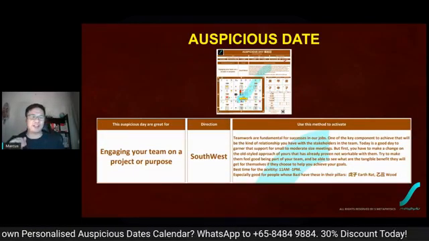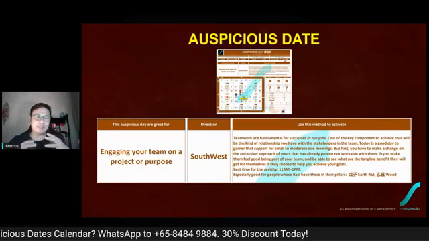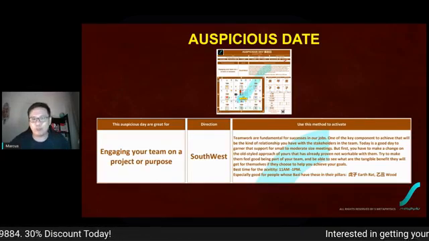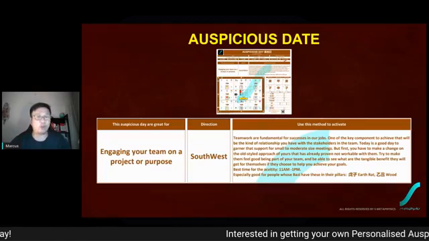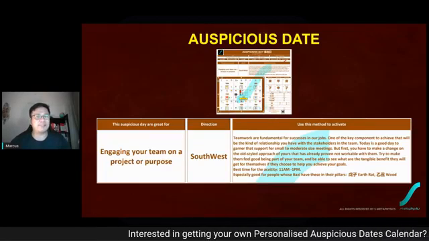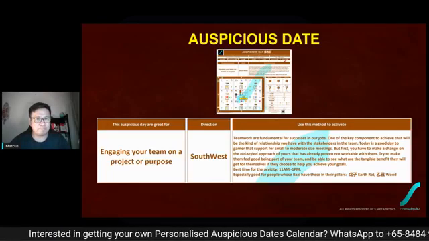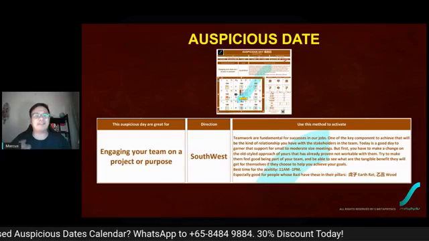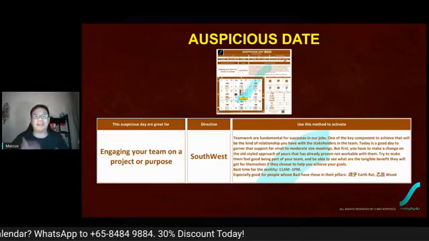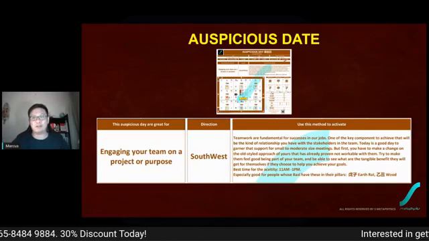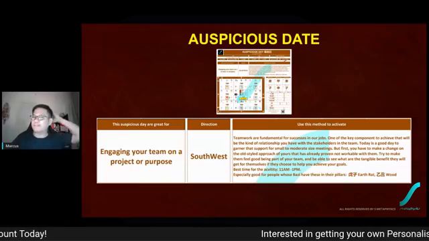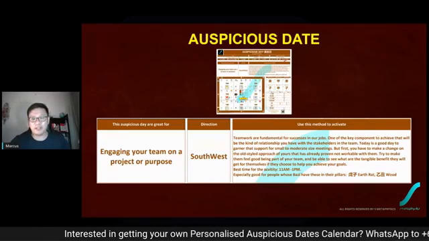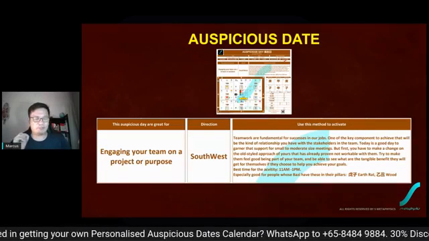It's a good day where you want to engage with your team on a project or a particular purpose. The best way is to be at the southwest area of the office or the home, and sit down there, back facing southwest. If the area is not conducive, never mind. At least find any area that's conducive, but you sit down and engage with the team, or stand up presenting, with your back facing southwest. You should be using this method to activate. Teamwork is fundamental for your success.